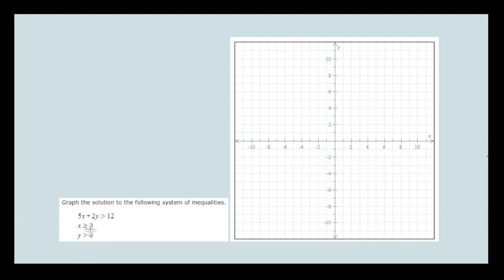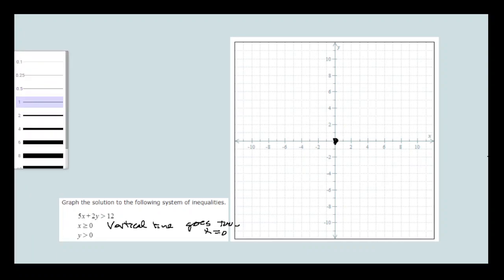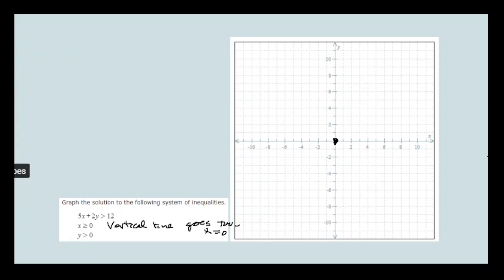So let's do our two easy lines first of all. So we have x is greater than or equal to 0. So this is going to be a vertical line that goes through x is equal to 0, right? So that's right here. So it's going to be a vertical line that goes up and down right here. So pretty much what you got here is the y-axis. So we're going to put on our solid line because this has the line under it. And so we're going to put a line right here, and that is our first line.